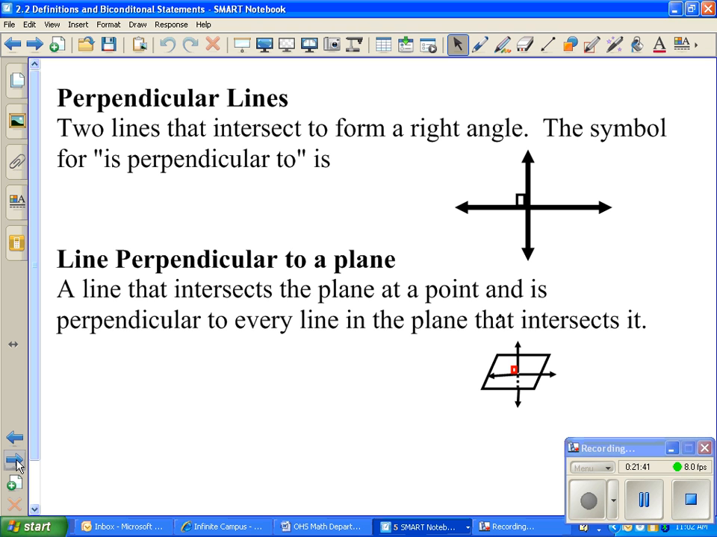Right? If a line is perpendicular to a plane, it means the line goes inside of that plane and creates a 90 degree angle with the actual plane figure. So it's like this wall and the floor. Right? They create a 90-degree angle, hopefully, with each other.